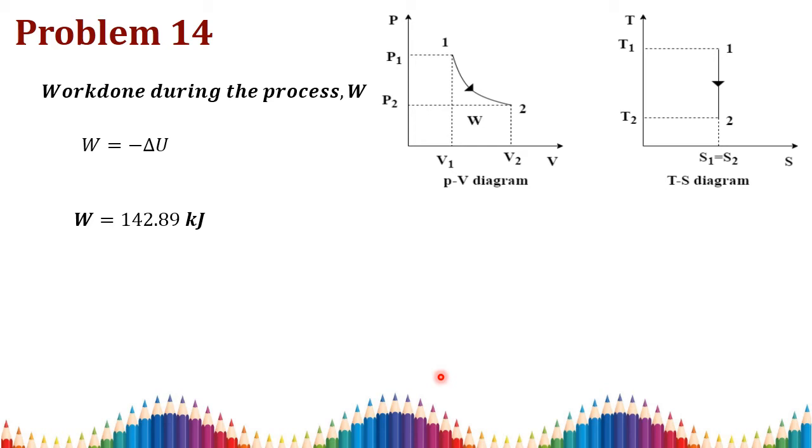Before going into the result, we need to find out the work done. According to the first law of thermodynamics for a process, Q is equal to W plus delta U. Here heat transfer is 0. So work done can be written as minus delta U. That is, the work done is 142.8.